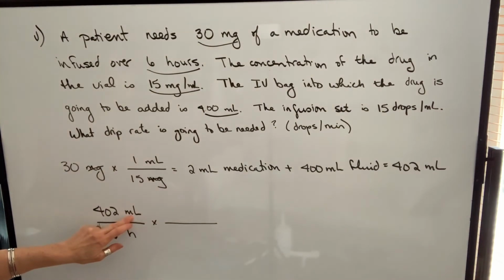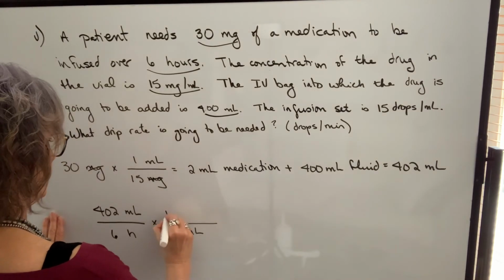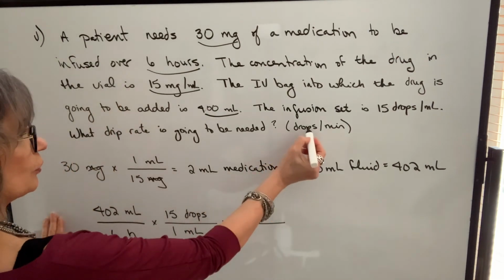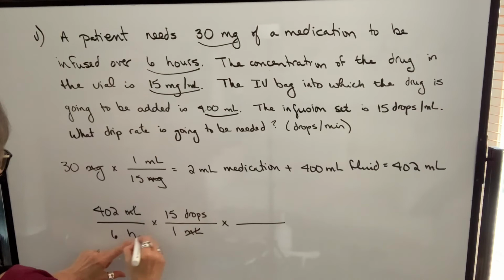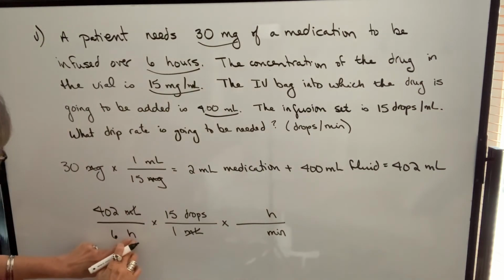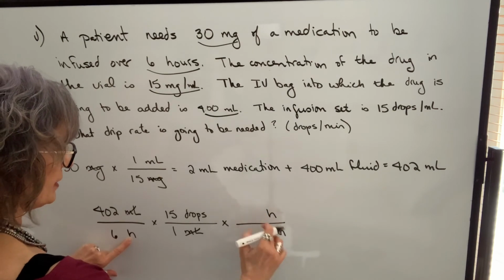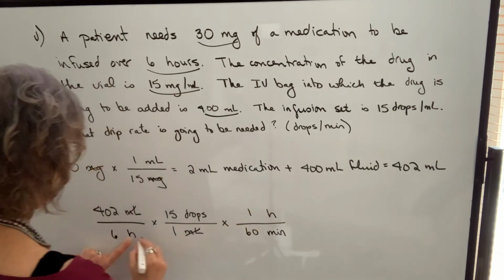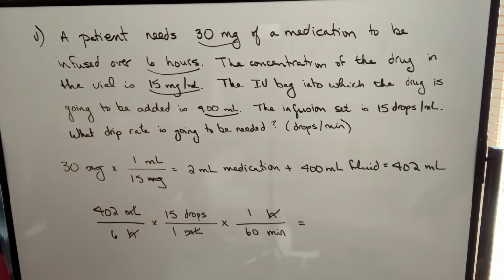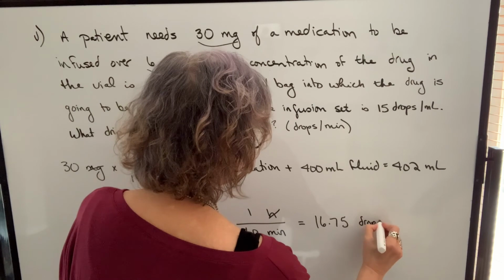We need to change milliliters to drops, so we use our set size, which is 1 milliliter is 15 drops. And we want drops per minute. So we've gone to drops, but it's still per hour. So we need to change hours to minutes. Because hours is in the denominator here, needs to be in the numerator here, and minutes needs to be in the denominator. These need to be equivalent. 1 hour is 60 minutes. So hours will cancel, and that will give me drops per minute. When I do the calculation, I get 16.75 drops per minute.